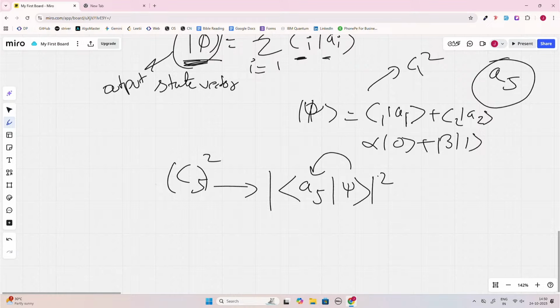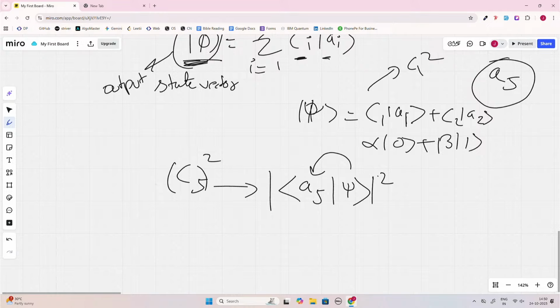So why? Because the inner product gives the amplitude. It is a complex scalar, which I already explained in the previous session. The square of it will be a value, and that value is a probability. Okay? Got it? Simple stuff.